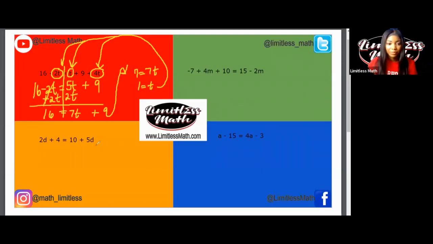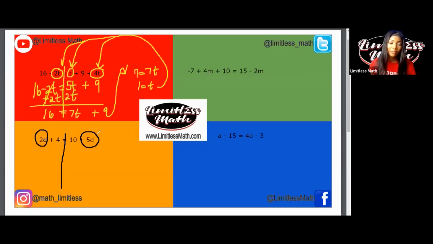Number 2. Again, separating my equation into two sides. I can see there is a d here and a d here. Both sides, okay? Very first thing I want to do is completely simplify both sides of my equation. That means I'm combining all the terms that I can.